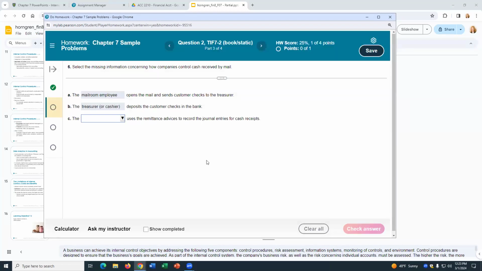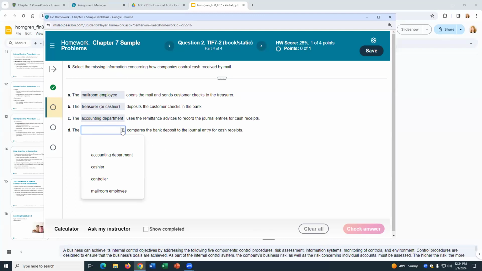And then who uses the receipts or remittance advices, as they refer to them here, to record journal entries? How about someone from the back of the room? Yeah, yep, the accounting employees. And then who compares the bank deposit to the journal entry for the cash receipts? Well, we've already done three out of the four. Yeah, controller, yep. So the controller keeps track of making sure that things are properly reconciled.